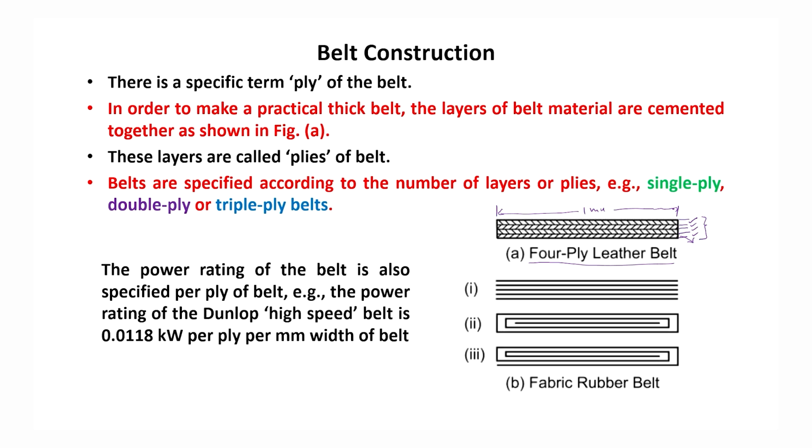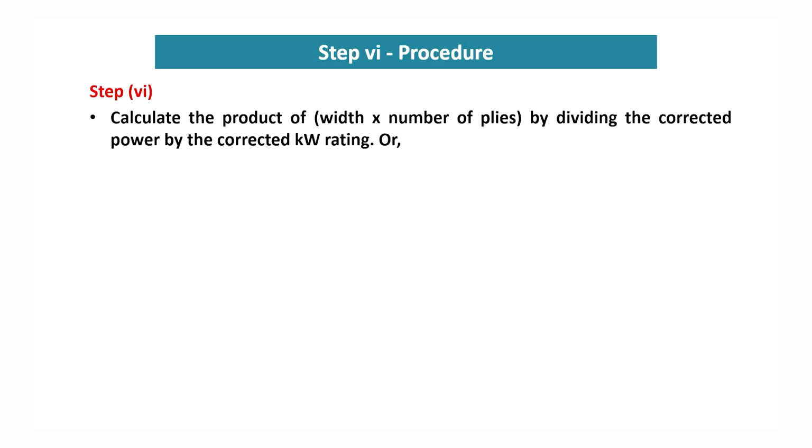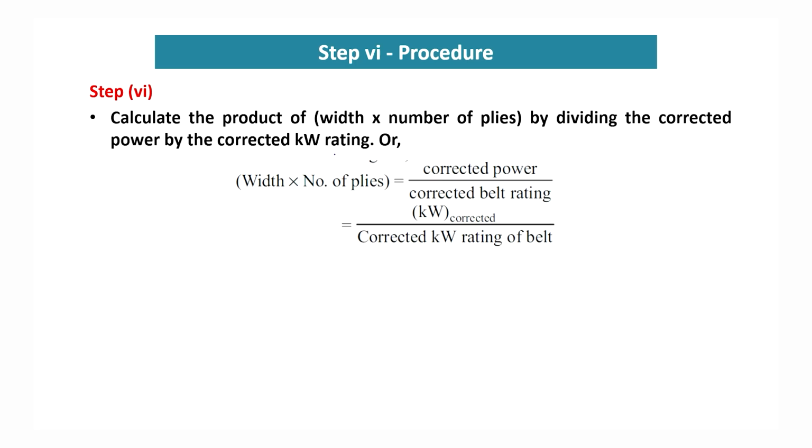For example, the power rating of Dunlop high speed belt is 0.0118 kilowatt per ply per mm width of the belt, which we have seen in the previous slide. Now, in the next step, calculate the product of width multiplied by number of plies by dividing the corrected power by the corrected kilowatt rating. That means width multiplied by number of plies is given by corrected power divided by corrected belt rating.